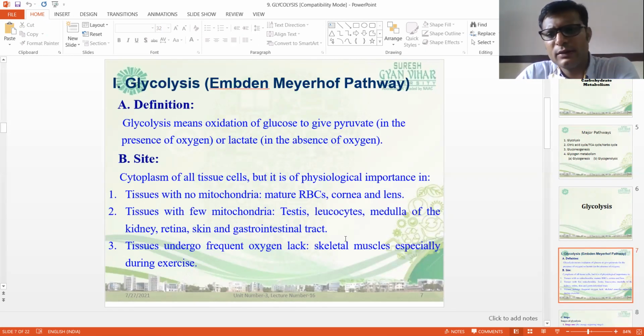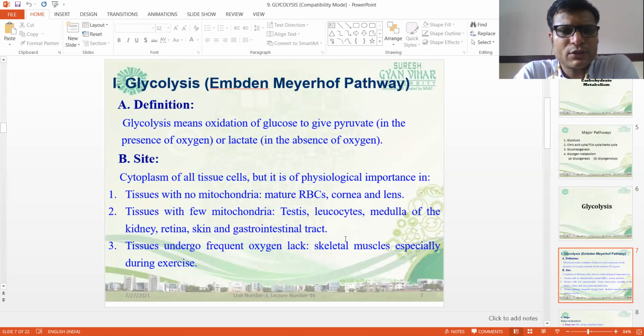When we talk about the definition, glycolysis means the oxidation of glucose to give pyruvate in the presence of oxygen, or lactate in the absence of oxygen. It's a very simple definition. When glucose gets oxidized, or broken down, pyruvate is the end product in the presence of oxygen, that is aerobic, whereas lactate is the end product in the absence of oxygen, that is anaerobic. Aerobic is the presence of oxygen and anaerobic is the absence of oxygen. So in the presence of oxygen we get pyruvate, and in the absence of oxygen we get lactate when glucose gets metabolized.